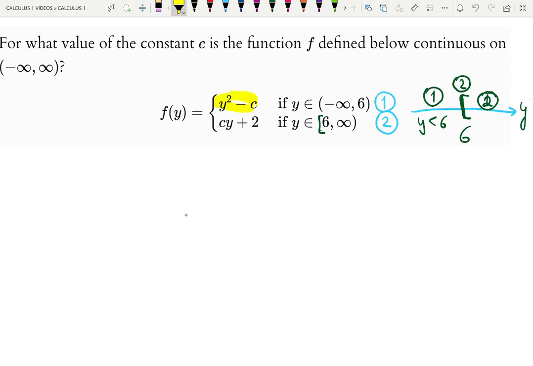Moreover, equation number 1 is a parabola. Thus, somewhere before that, we're walking on the parabola, like so. And then we stop, and at 6 and after 6, it becomes a line, like so. It may be increasing or decreasing, depends on the c, which we need to find. Moreover, both equation number 1 and equation number 2 are continuous. Parabola is continuous everywhere, and line is continuous everywhere too. So the only point we need to check is point 6.